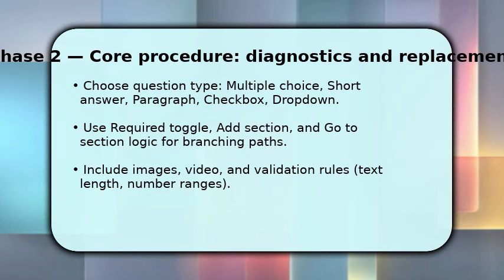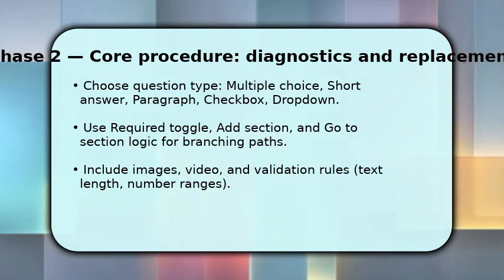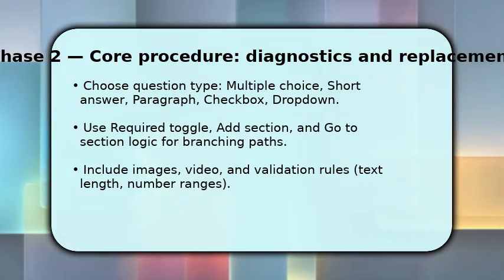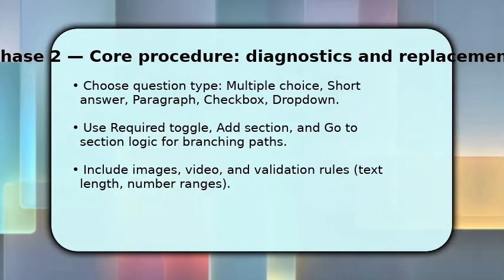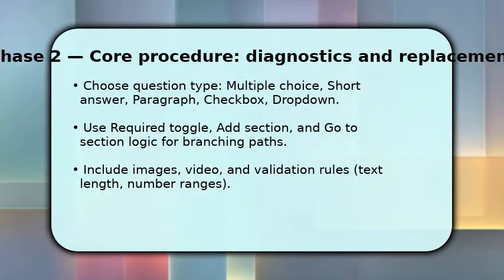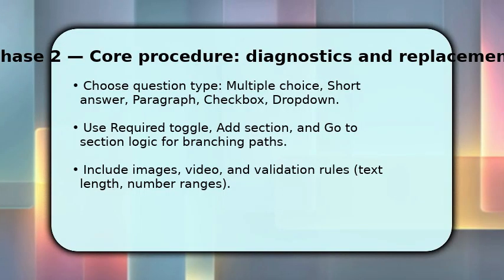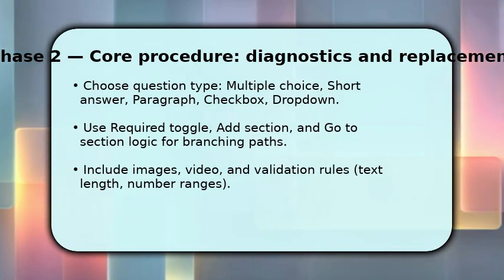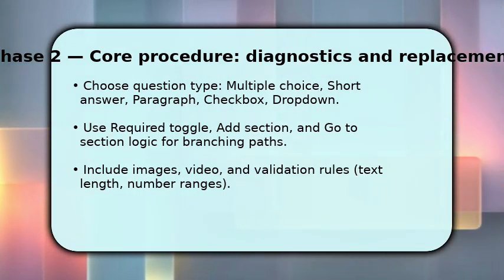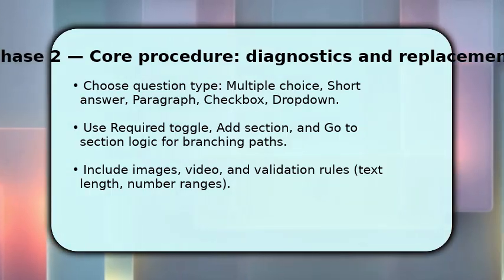Start by adding each question and selecting its type: multiple choice for single answers, short answer for brief text, paragraph for long responses. Use the required switch for mandatory fields and add sections when you need separate pages. For advanced flow, set go to section based on answer so respondents follow the right path. Also apply validation rules and attach images or video when a visual helps clarify the question.